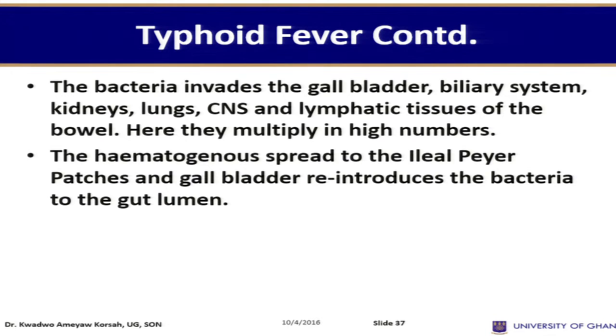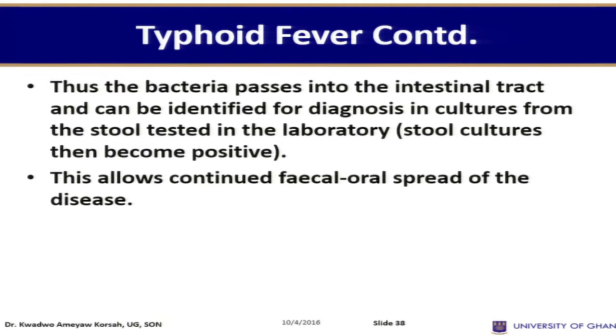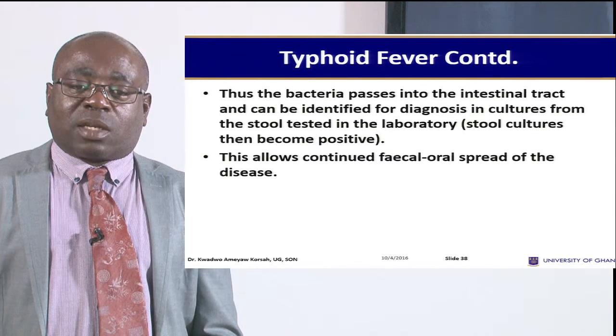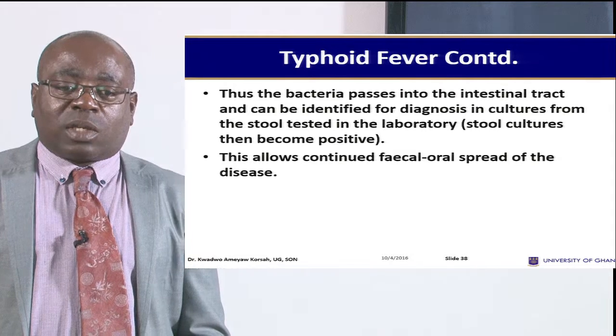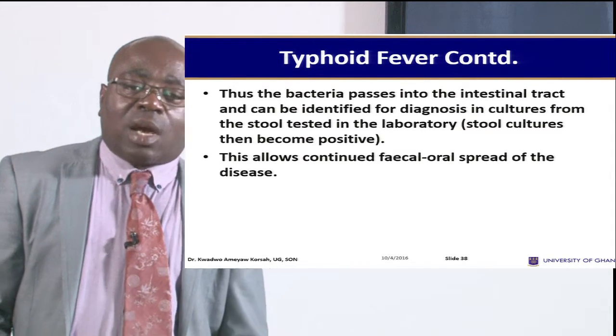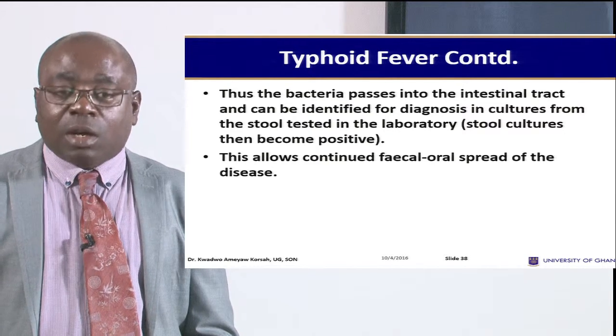So the bacteria invades the gallbladder, we have the biliary system, we have the kidneys, the lungs, the central nervous system, the lymphatic system, or the lymphatic tissues of the bowel, and here they multiply in high numbers. So almost every part they are found. And so the hematogenous spread to the Peyer's patches and gallbladder reintroduces the bacteria back into the lumen. And so thus the bacteria passes into the intestinal tract and can be identified for diagnosis in cultures from stool tested in the laboratory, and the stool cultures become positive. And this allows continued fecal-oral spread of the disease.